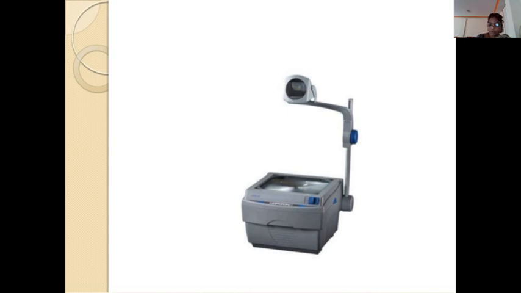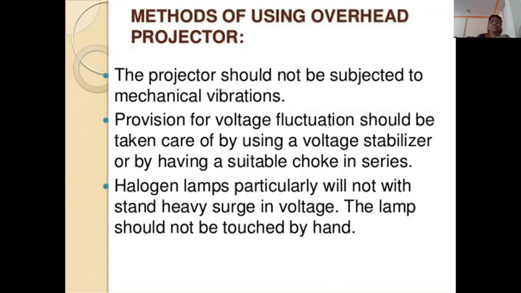But we have to follow the principles. Methods of using the overhead projector. The projector should not be subjected to mechanical vibrations. Provision for voltage fluctuation should be taken care of by using a voltage stabilizer or by having a suitable choke in series. Halogen lamps particularly will not withstand heavy surge in voltage. The lamp should not be touched by hand.